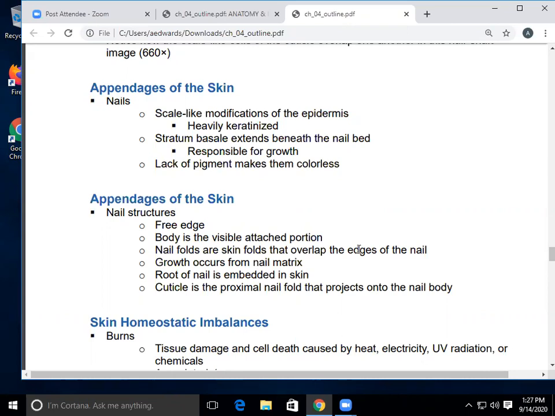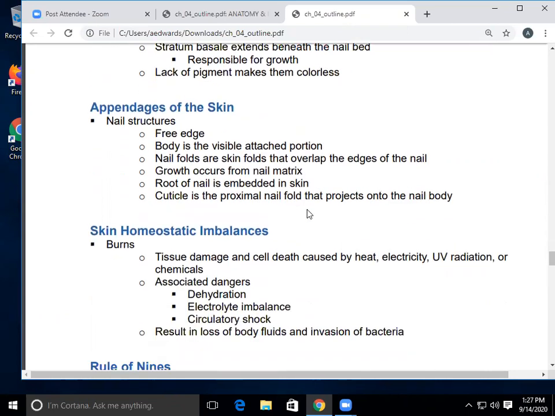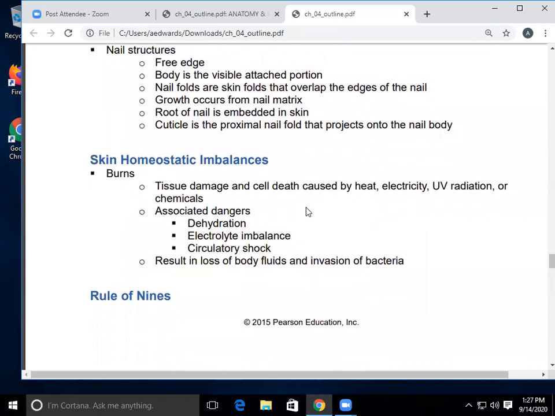All right. So structures in the nail, and again, you'll see all this in the lab. You have a free edge, right, at the end of your nails. It's not attached to anything. So most of what you see on your nail is considered the nail body. And you have nail folds, which are folds in your skin, obviously, and they overlap the edges of your nail.